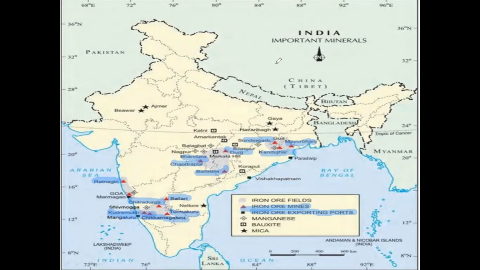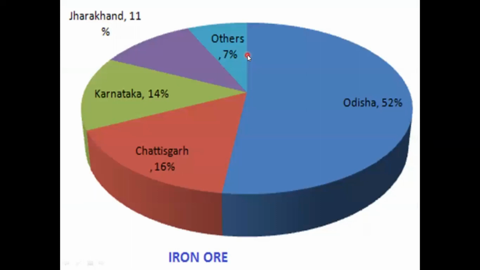After this, you're all done. Okay, great. Now, spotlight. Yes, great. See here, iron ore producing areas. So the largest producer of iron ore in India is Odisha, 52%. Then Chhattisgarh, Karnataka, and other areas. So this is about the iron ore.